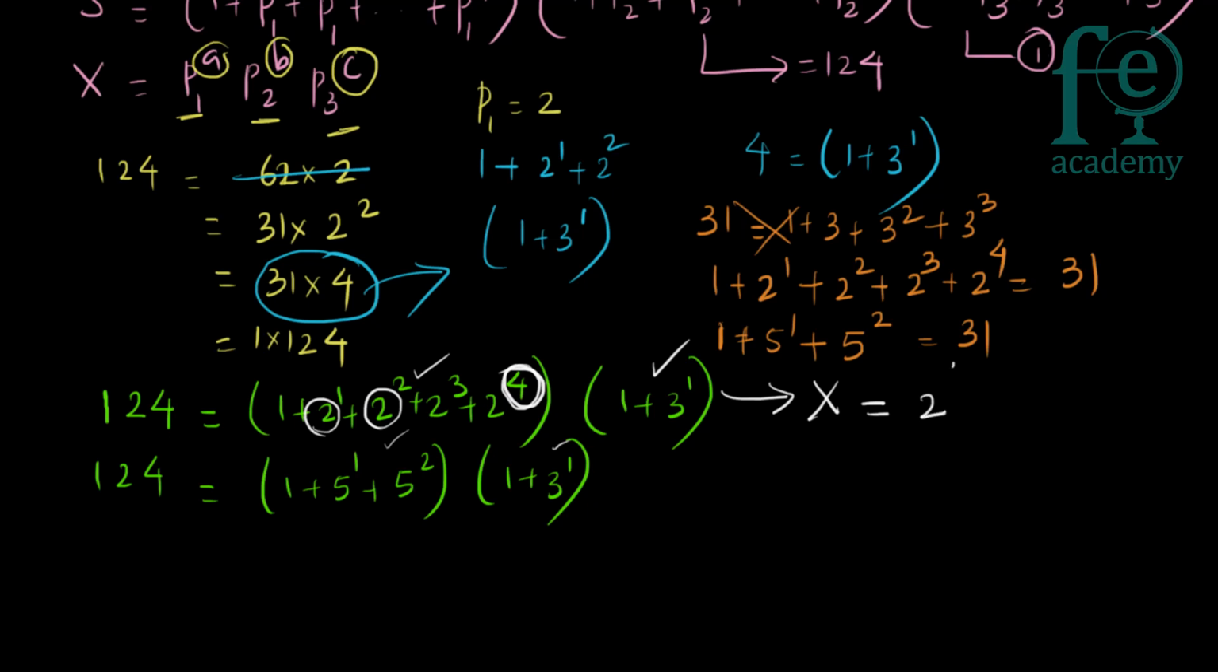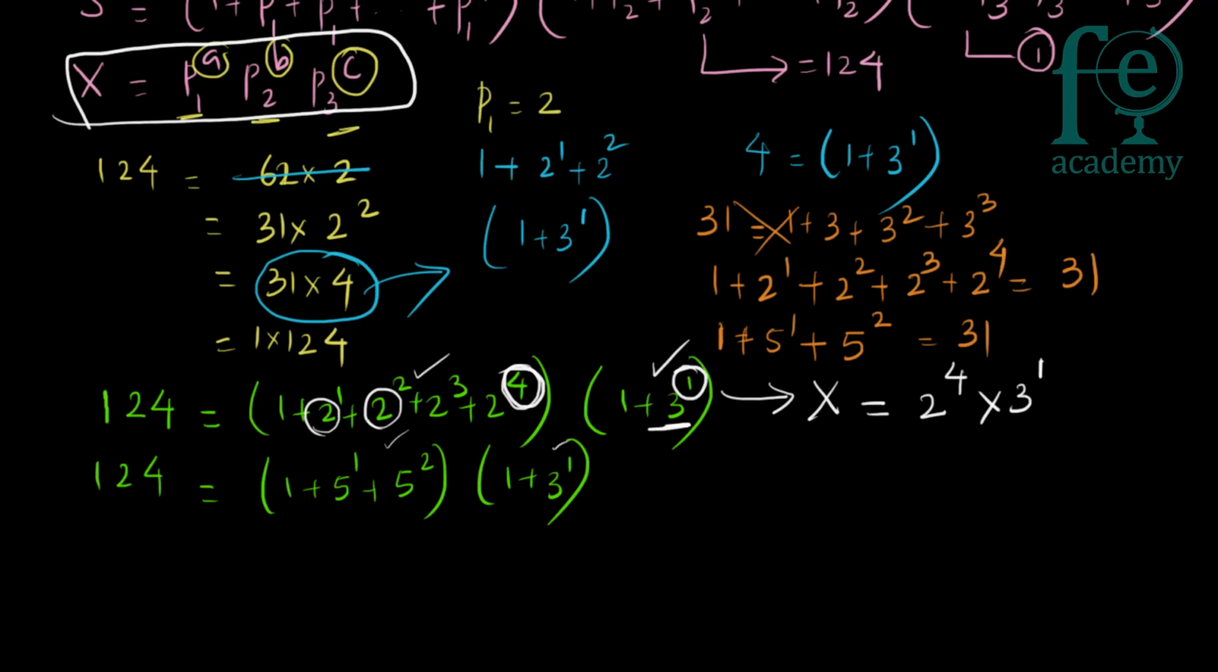So 2 raised to 4 into x is equal to p1 raised to a into p2 raised to b into p3 raised to c. And what is p2 here? What is the second prime number? 3. 3 is the second prime number and b is equal to 1. So 2 raised to 4 into 3 raised to 1, which gives you 16 threes are 48.